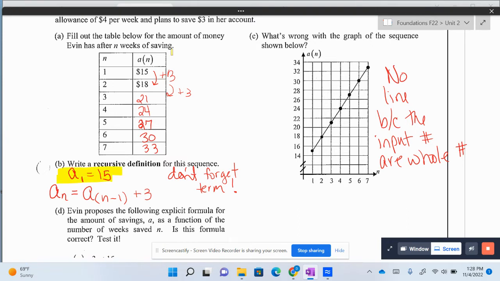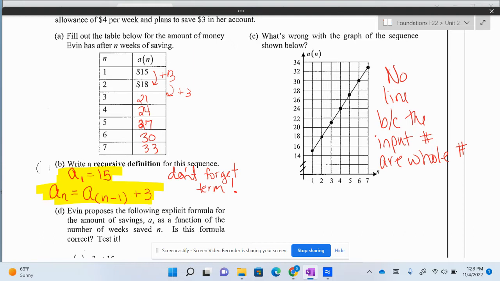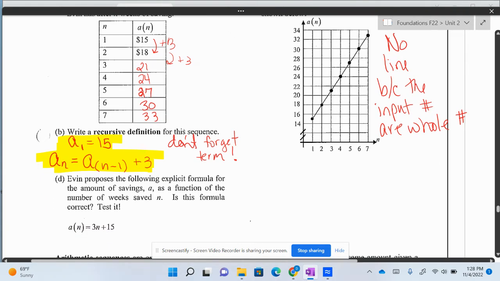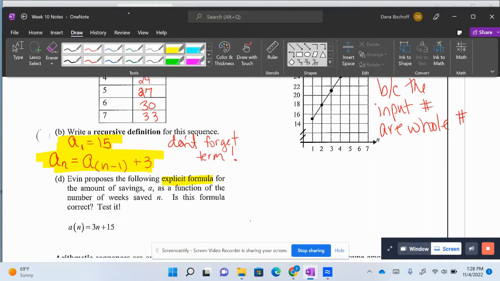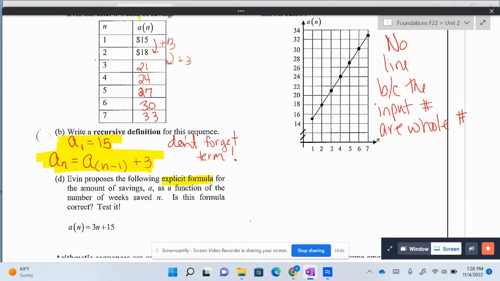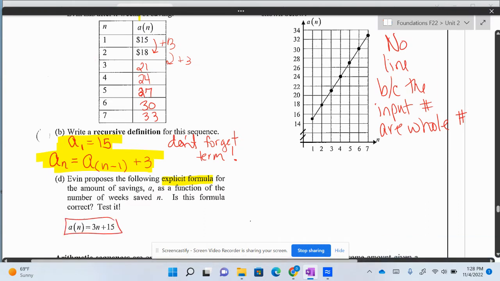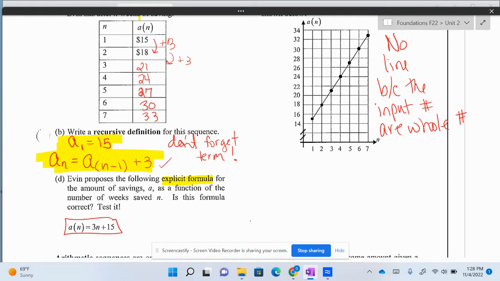This is the recursive definition. Okay, you have to have both the first term and the equation. Okay, it says Evan proposes the following explicit formula. That's different. An explicit formula is different than a recursive formula. He says that this is the explicit formula, and this is the same thing as using this. It's going to give us the same results in the table. Well, we need to check it first. So let's check that formula.